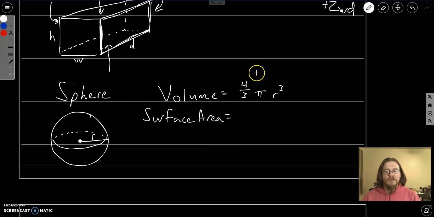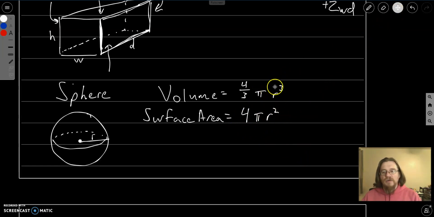This is just a formula. There is an explanation why this works, but I'm not going to get into that. And the surface area would be if you were to take the sphere and sort of unwrap it. So for instance, if you were to peel an orange, and you go, well, how much area does the orange peel take up? That is given by 4 pi r squared. And again, this is just a formula.